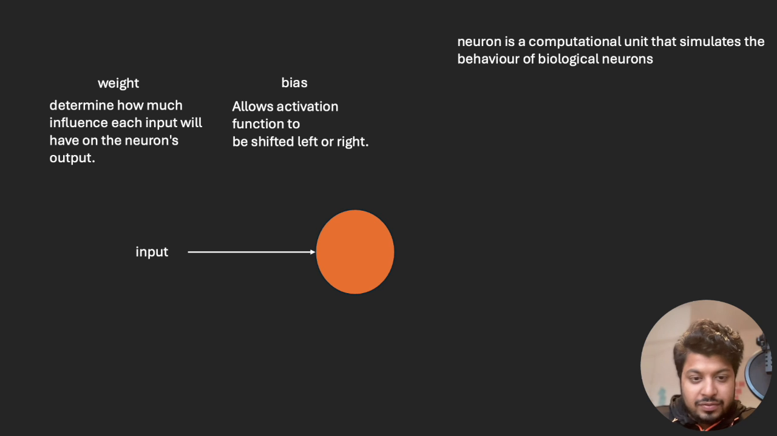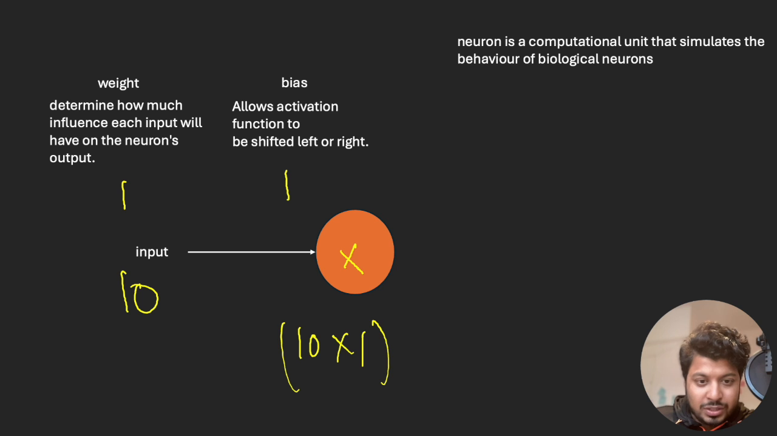For example, suppose I'm giving an input of 10, and the weight here is 1, and the bias here is also 1. So what we will do, we will calculate the x here. x is nothing but the summation of all the inputs to it. Here we have only one input, so it would be 10 into, what is the weight here? 1. This will decide how much influence this input will have on the output of this neuron. That's why it's called weight. Then we will apply a bias here, which is 1. So the output here is 10 into 1, which is 10, plus 1, which is equal to 11. Now this is our x here. So x here is equal to 11.